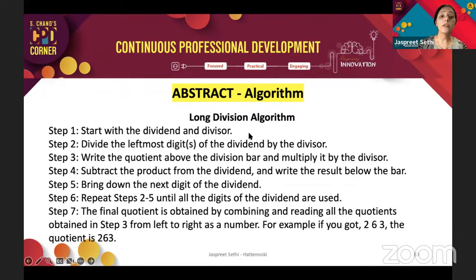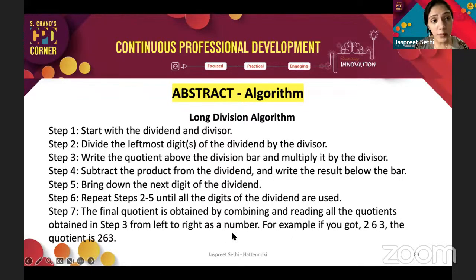For example, the long division algorithm: if I just give the algorithm straight away to the students, it's a very lengthy process. I start with the dividend and divisor. I'm introducing new terminology, and I just give a list of steps. It's very hard for students to remember. I divide the leftmost digits of the dividend by the divisor. Then I write the quotient above the division bar and multiply it by the divisor. Subtract the product from the dividend and write the result below the bar. Bring down the next digit of the dividend. Repeat steps 2 to 5. Then the final quotient is obtained. It's so hard.